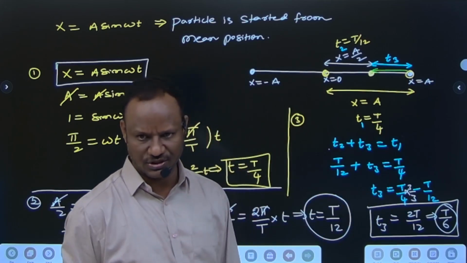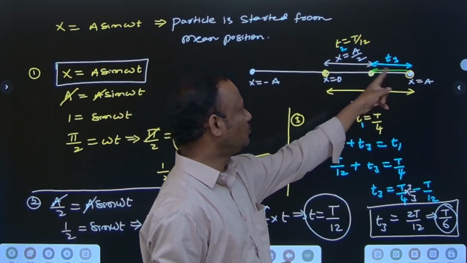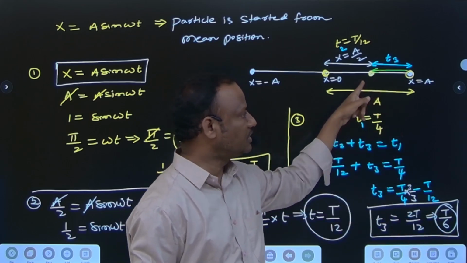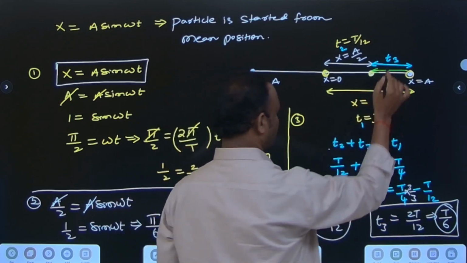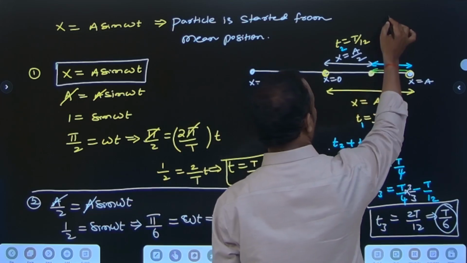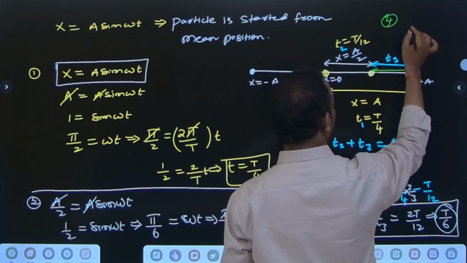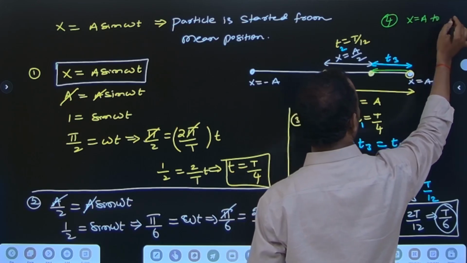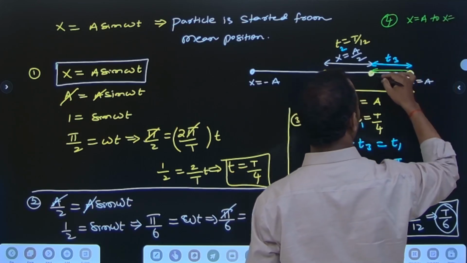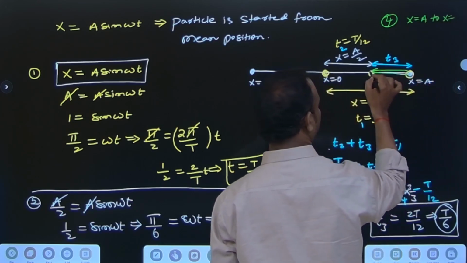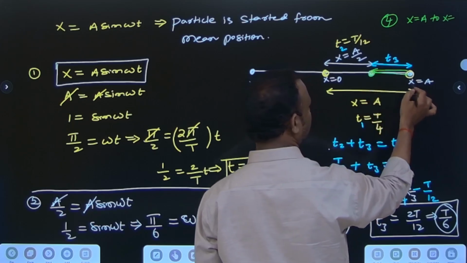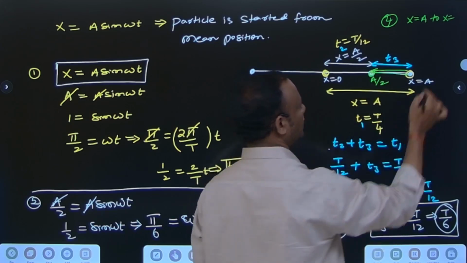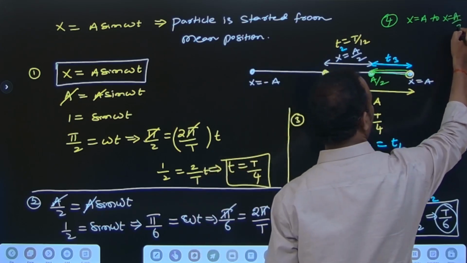Let it be. I want to check on this. What is the time taken to move from here to here? T by 6. Moving from extreme to mean, what? So next one, this is third. As a fourth one I am writing, from x equals a to x equals what? What is this from here to here? No, this is a. This becomes what? A by 2, no? A by 2. So you can try.